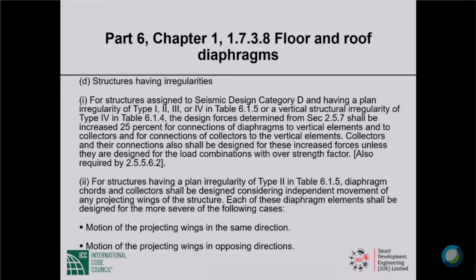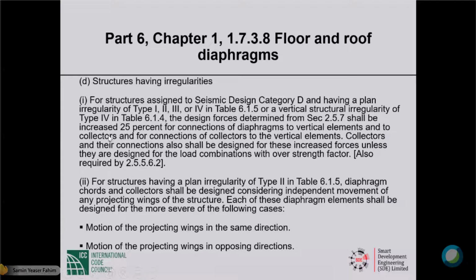The relevant part of the section says for structures assigned to seismic design category D, having a plan irregularity type 1, 2, 3, or 4, a vertical structural irregularity type 4, the design forces determined from section 257 shall be increased 25% for connections of diaphragms to vertical elements and to collectors, and for connections of collectors to vertical elements. So, design forces shall be increased 25% for connections of diaphragms to vertical elements and to collectors.